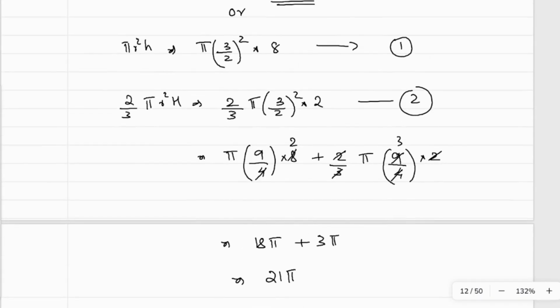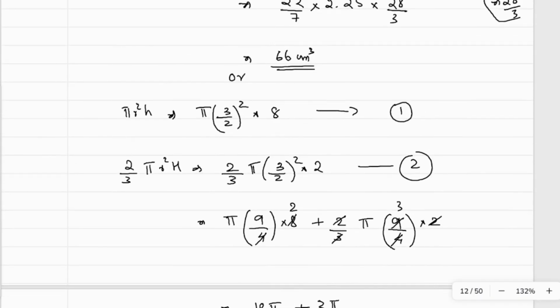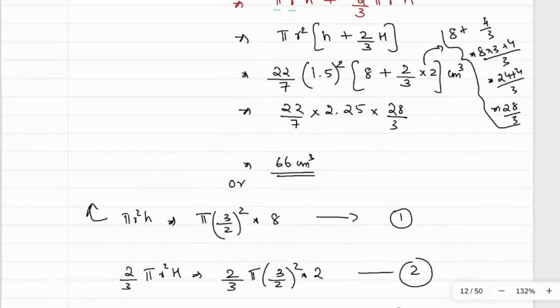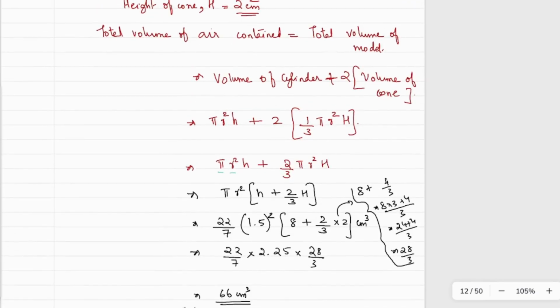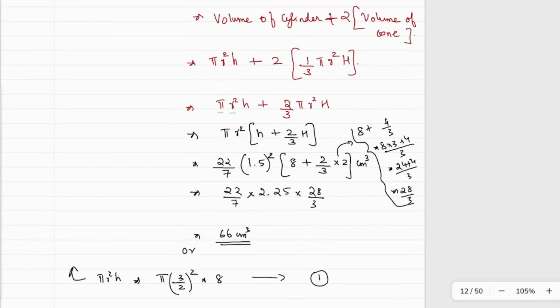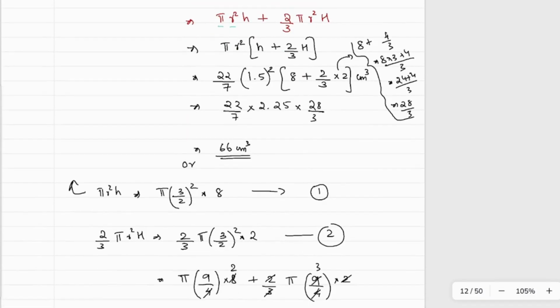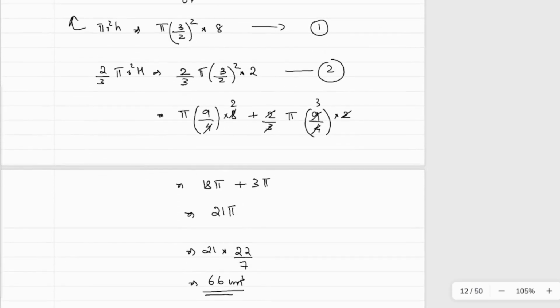Either in this way or in this way you can solve the values. What does this belong to? This is actually the value for what? Here we found the volume of the cylinder, and the second one is the volume of the cone. We have to add them together. Either you can do it in this way, otherwise in that way. Which one feels better for you? You can follow that one.